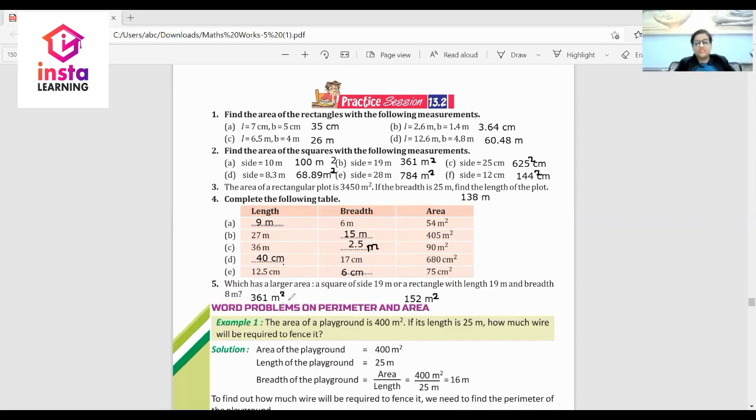Now, which is larger area, squares or the rectangular area? Rectangular area has 19 meter into 8. But in squares, 19 into 19, the same number. So 361 is the area. The square has larger area than the rectangular part.